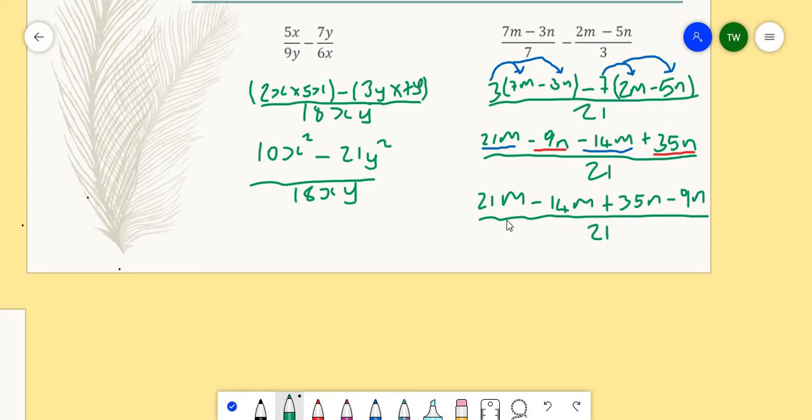So at this stage, we're going to just combine our like terms. So 21m minus 14m, that's going to leave us with 7m. And positive 35n minus 9n, that's going to leave us with a positive 26n. And all of this should be divided by our common denominator of 21. At this stage, we cannot combine unlike terms, so this is our final answer. The fraction here is already in its lowest term.